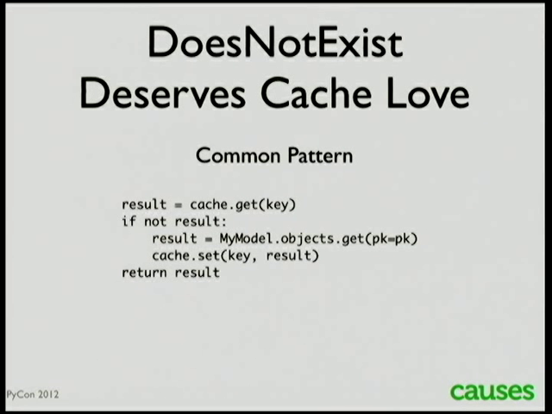And when we do this, we start by trying to fetch a result from the cache. And if we don't get a result, we go on and perform this database query. Now, what's not necessarily obvious if you're not familiar with Django is that this database query can raise an exception, which is "object does not exist."